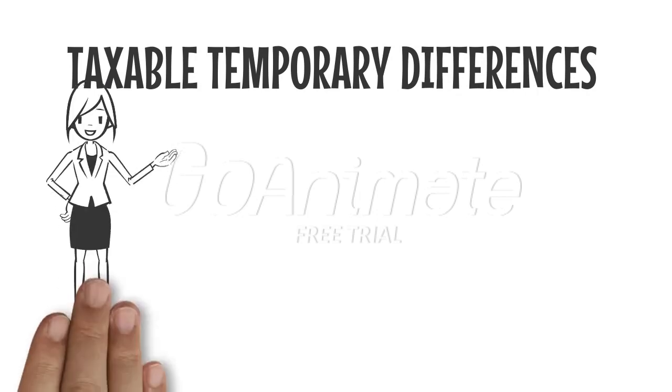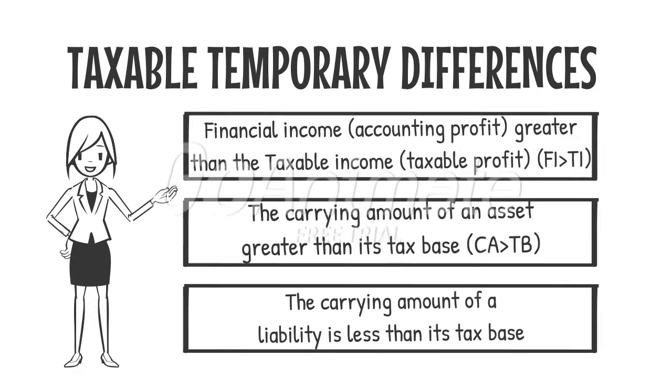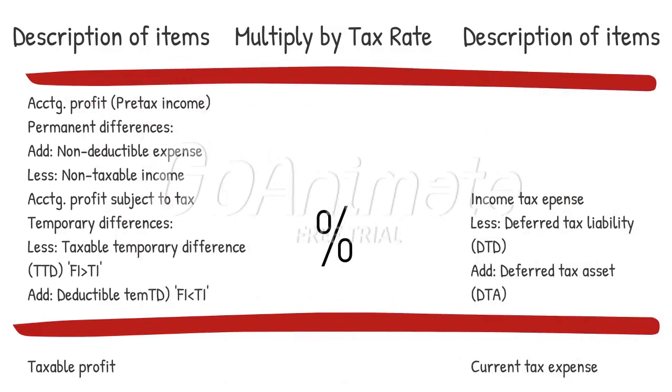In taxable temporary differences, the financial income or accounting profit is greater than the taxable income or taxable profit. The carrying amount of an asset is greater than its tax base. The carrying amount of a liability is less than its tax base. And the formula.